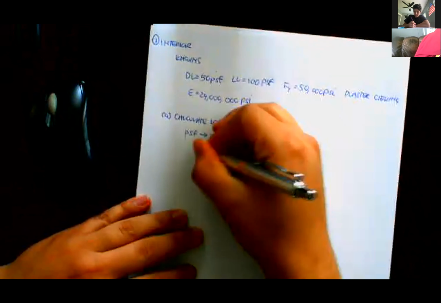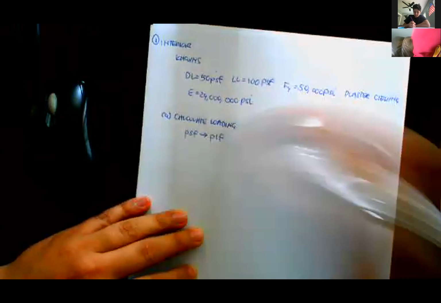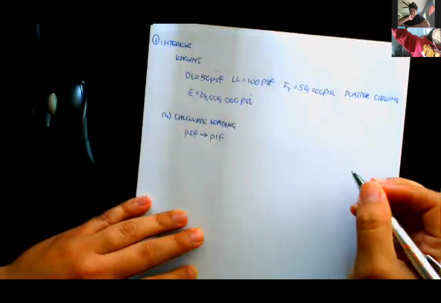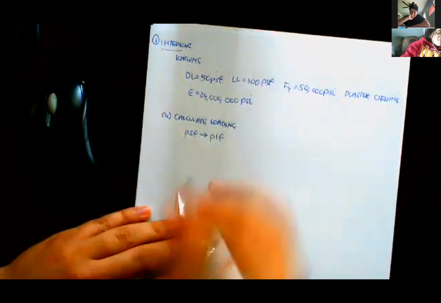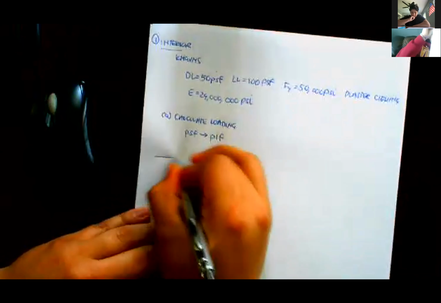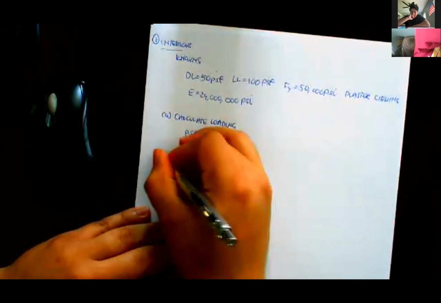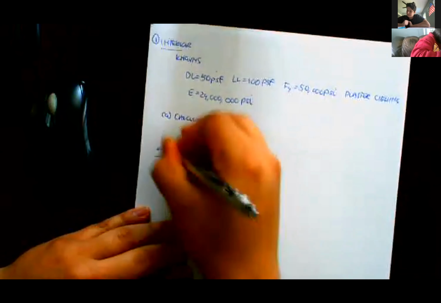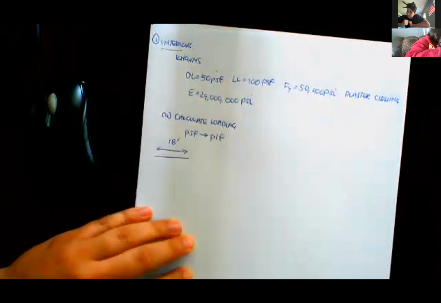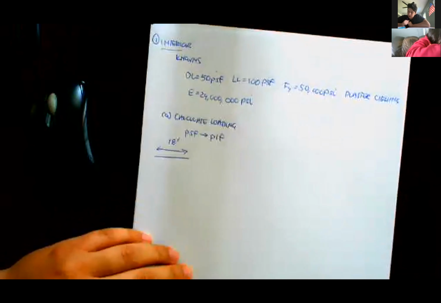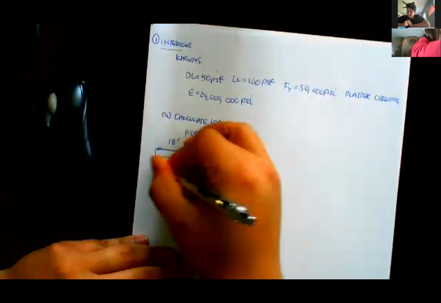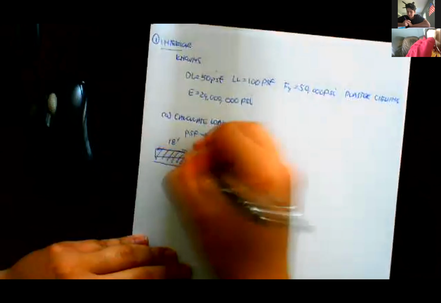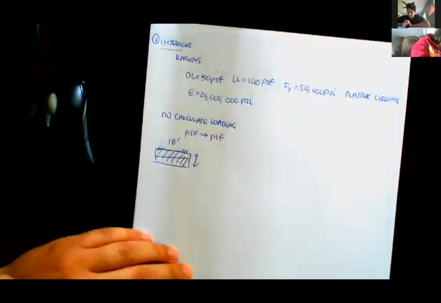I want to solve for, so I have PSF, I want to get to PLF. What I know about the interior beam is that there's a couple things. I'll draw a quick picture of an interior beam. I know its length is 18 feet. If you look at your document, you know the beam is 18 feet. Now, I also need to determine the tributary width of the beam.